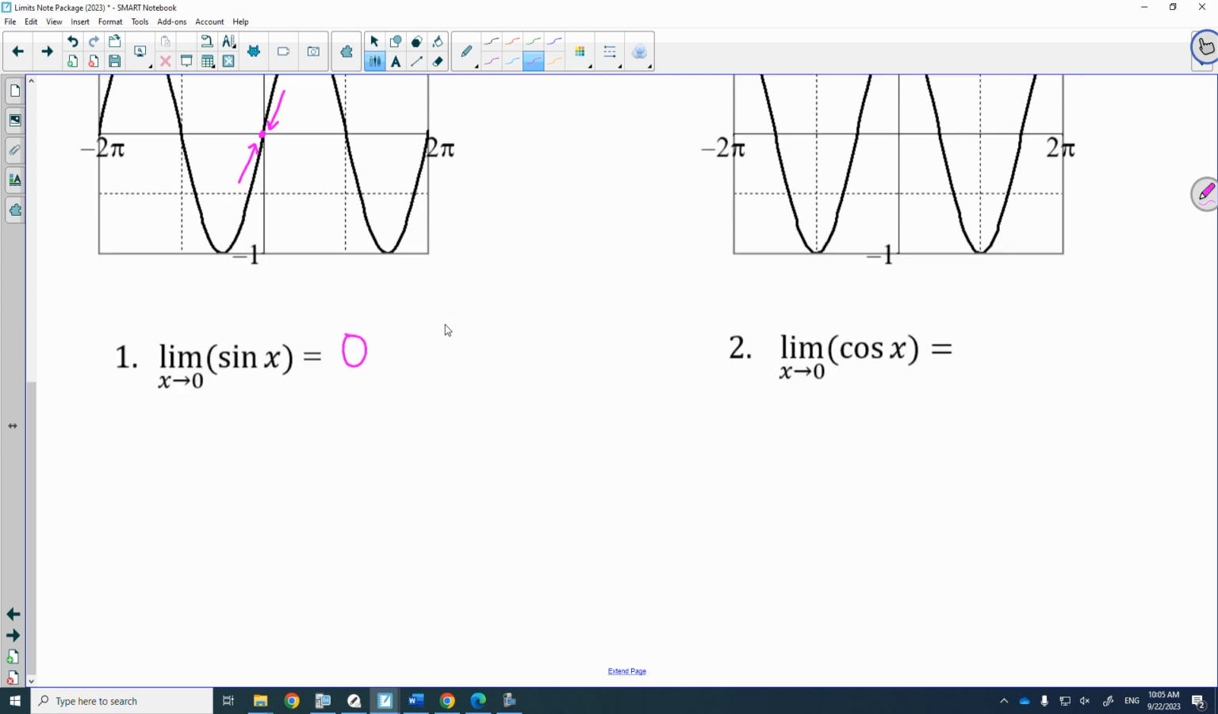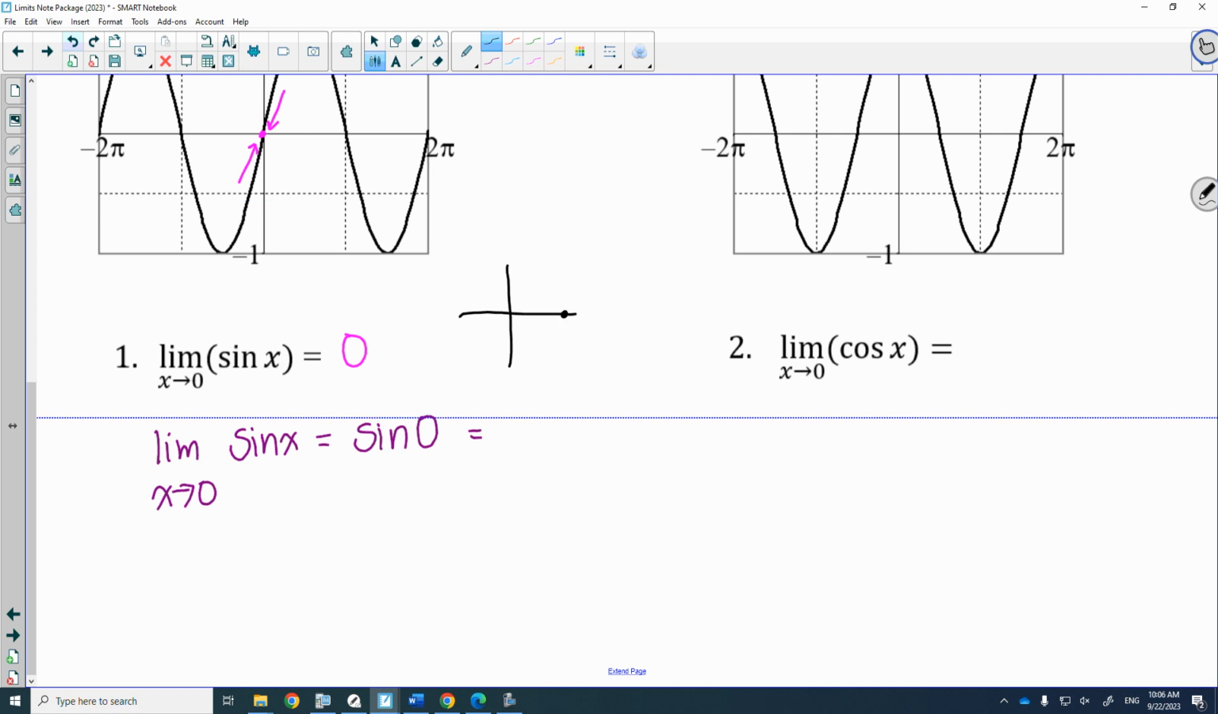So we would say that the limit as x approaches 0 of sine of x is equal to 0. Remember, we're also able to directly substitute in. I could write the limit as x approaches 0 of sine of x is equal to the sine of 0. From our unit circle, whether it's 0 degrees or 0 radians, my coordinate is (1, 0). Remember that your x coordinate on the unit circle is your cosine and your y coordinate is your sine. So the sine of 0 degrees or 0 radians is simply 0.